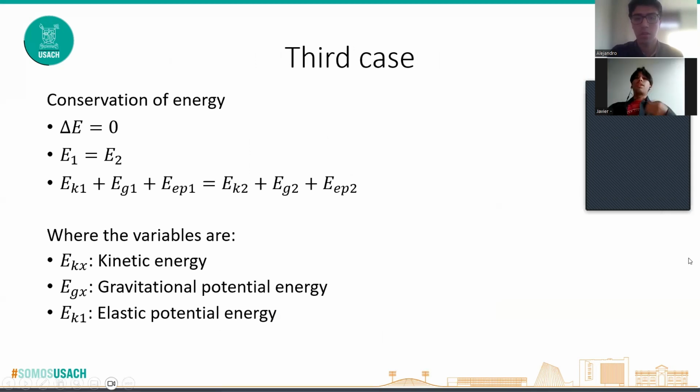Well, we can also analyze a particle with conservation of energy. So we have delta of E, or the mechanical energy, will be equal to 0. E subscript 1 will be equal to E subscript 2. And E1 can be separated into kinetic energy, gravitational potential energy, and elastic potential energy. And this will be equal to the kinetic energy of 2, the gravitational energy of 2, and the elastic potential energy of 2.